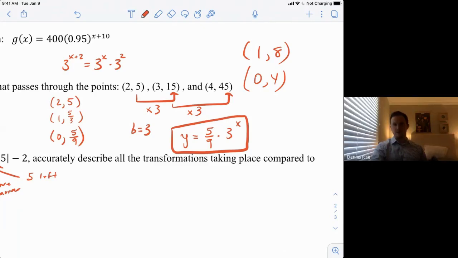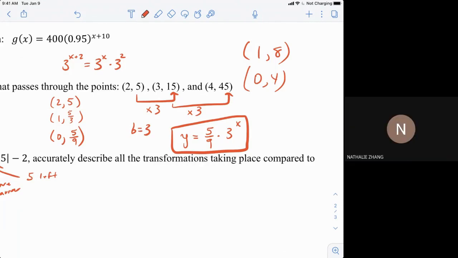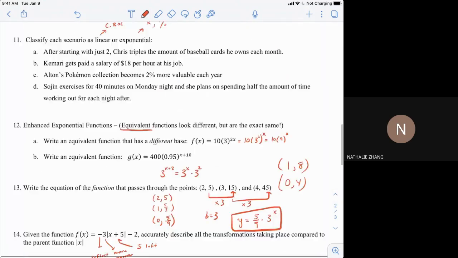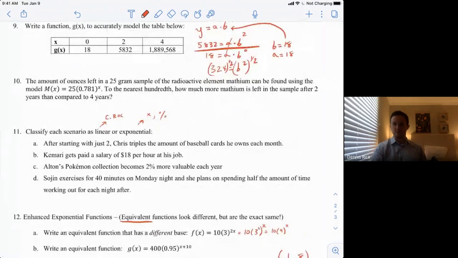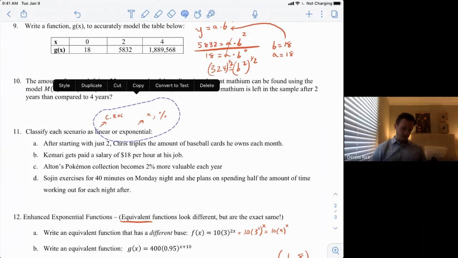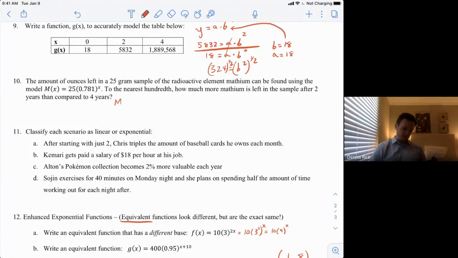Okay, thank you. No worries. Other questions? Go. Did we already do 10? No. So for number 10, compare year 2 to year 4. So year 2 to year 4 means I'm going to evaluate 2 and I'm going to evaluate 4, and then it says difference basically, how much more. So I'm going to subtract the 2.